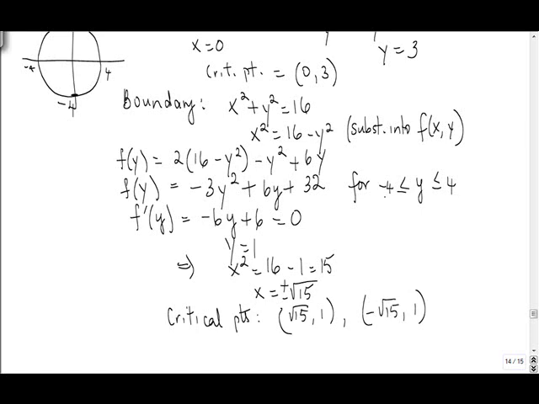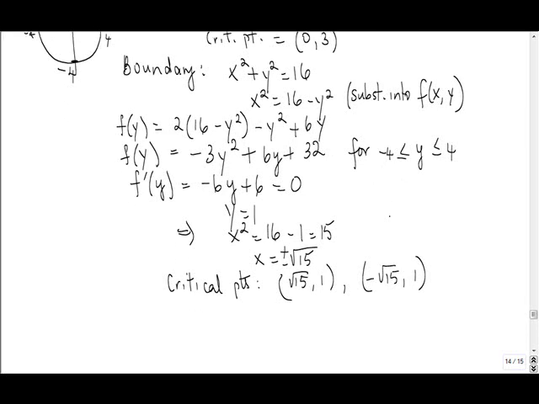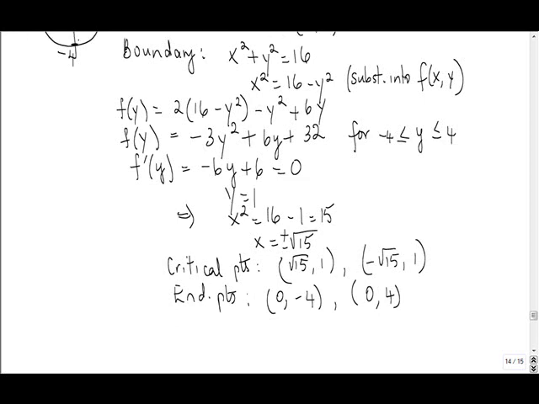And now, remember we chose f of y for y between negative 4 and 4. We are going to use these as the endpoints, because we chose that particular function. So the endpoints we are going to use are 0, minus 4, and 0, 4. So it's right on the y-axis. Okay, so we have 5 to check. Okay, let's do it.